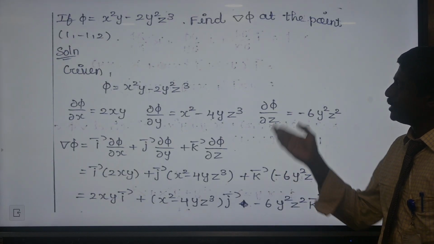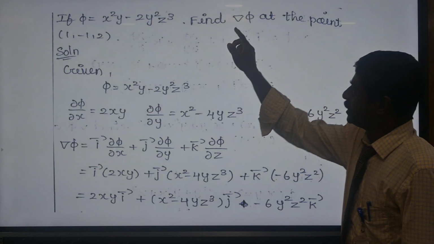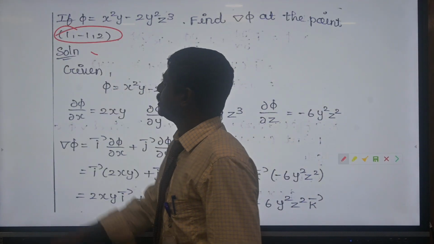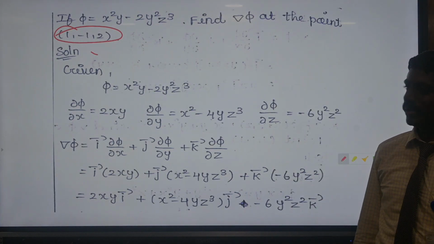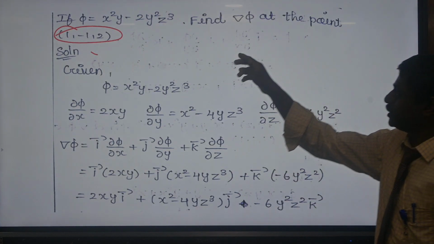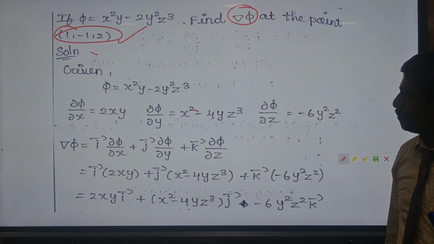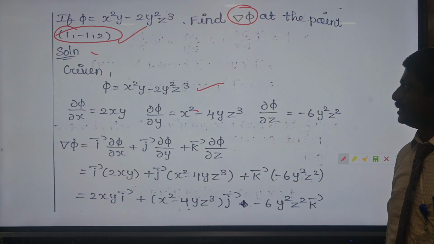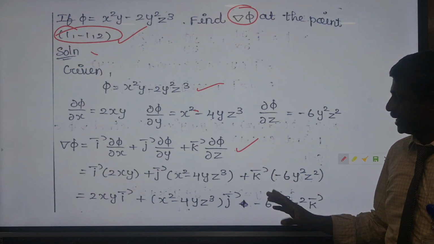Next, here also given phi, find del phi. But they give one more point at the point asking. The previous problem, just find the del phi. In this problem, they also ask to find del phi at a given point. So given phi equal to the function. Same formula: i vector dou phi dou x plus j and k similarly.